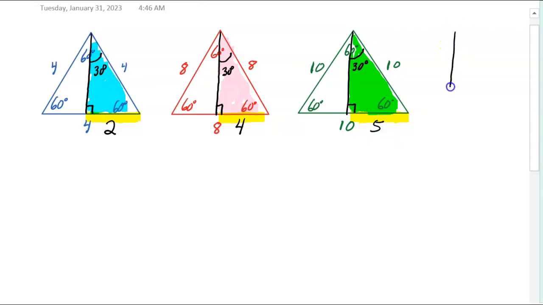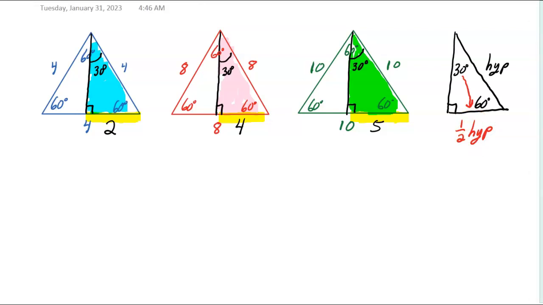So that's worth noting, and I'm going to draw that over here, that in a 30, 60, 90 triangle, if you know the hypotenuse, the side across from the 30 is half of the hypotenuse, and that pattern always works. And some people call the side across from the 30-degree angle the short leg. And in fact, some people call the side across from the 60 the long leg.